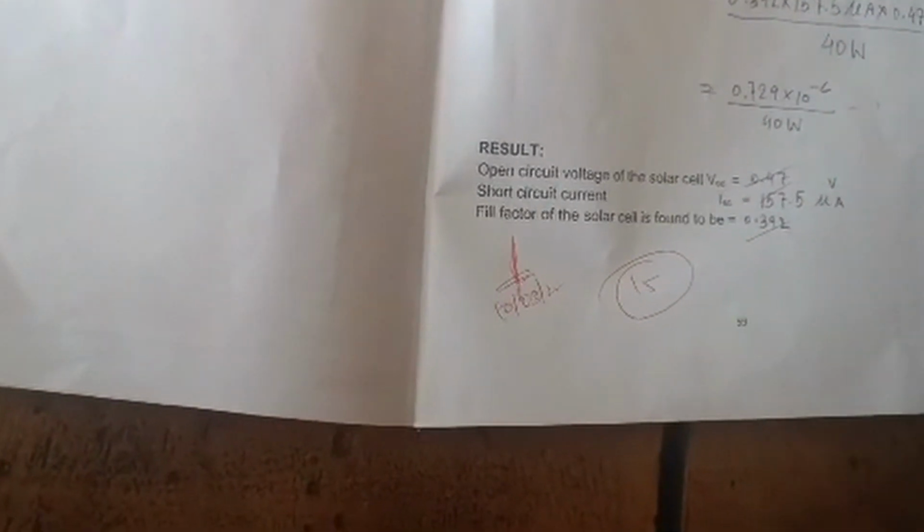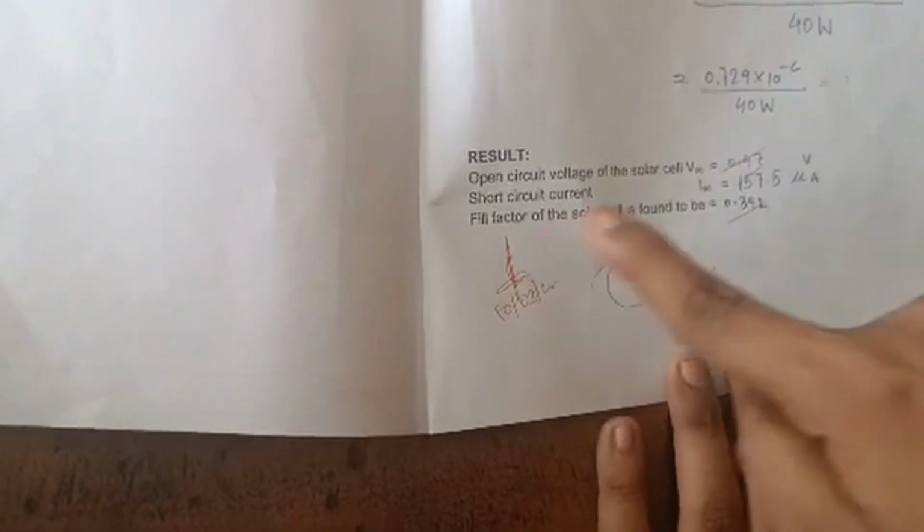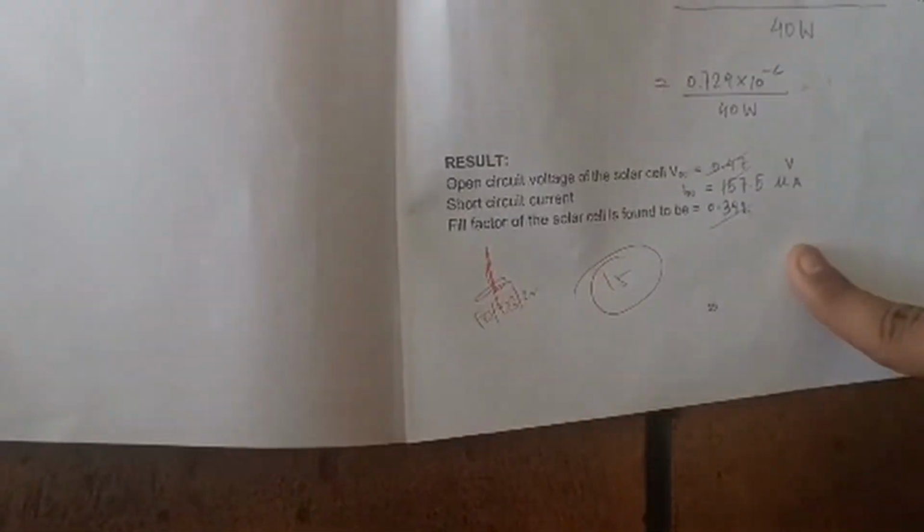And this one was something extra that I had to do, it's not needed for the exam. We had to calculate efficiency for some reason. And then you write down the result: the open circuit voltage is this, the short circuit current is this, and the fill factor of the solar cell that you calculated is whatever you get.